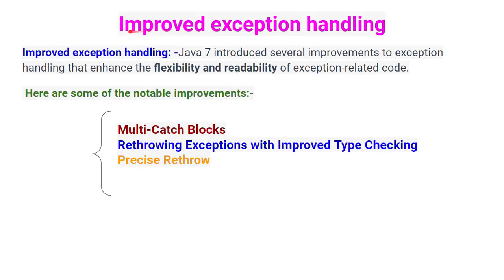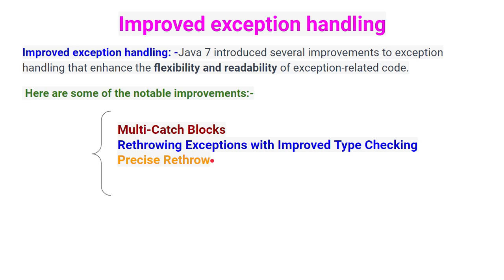Improved exception handling. Improved exception handling means Java 7 introduced several improvements to exception handling that enhance the flexibility and reliability of exception-related code. Here are some of the notable improvements, like multi-catch block, rethrowing exceptions with improved type checking, precise rethrow. So writing multiple exceptions in a catch block is also possible from the 7 version onwards. And rethrowing the exception with improved type checking is also possible.